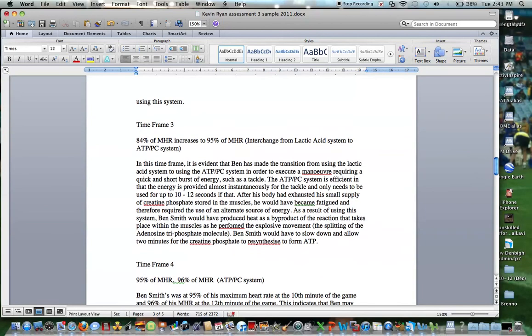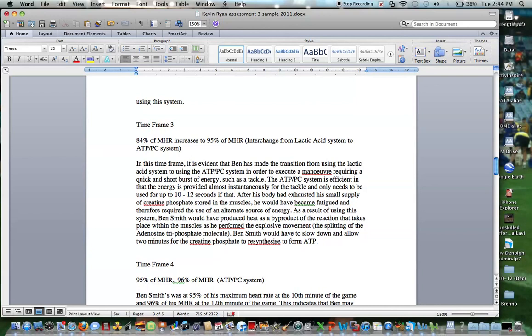Time frame 3, again, 84% of max heart rate, which is 195 to 95%. So it interchanges. He's showing the marker straight away the change from the lactic acid system to the ATP system, based on the analysis that Kevin has given. And again, boys might have had this as the aerobic system. That was fine if their analysis was exactly as 84% would allow it to be. They talked about intensities and duration. I'm happy for it to be lactic acid or aerobic. No problems there based on the analysis that they've given.